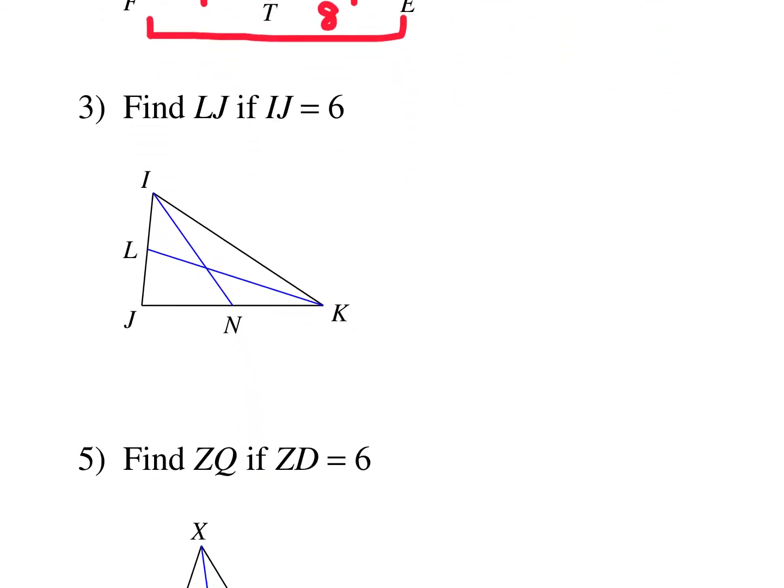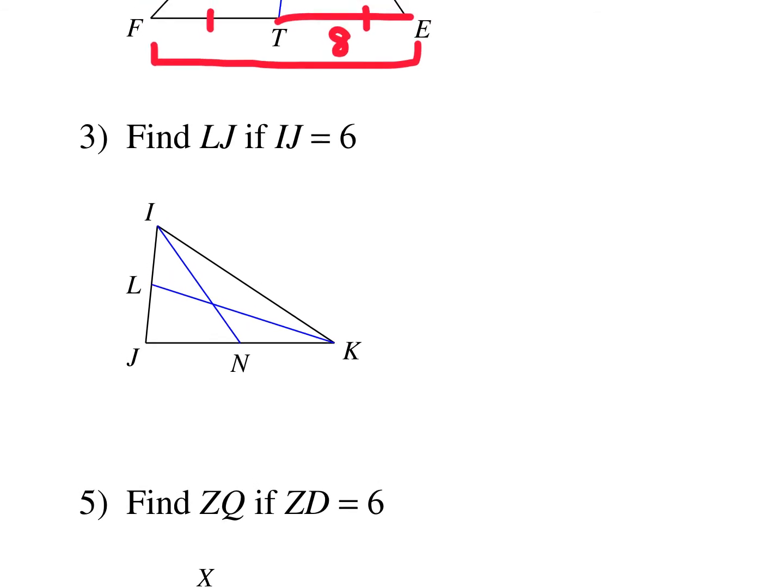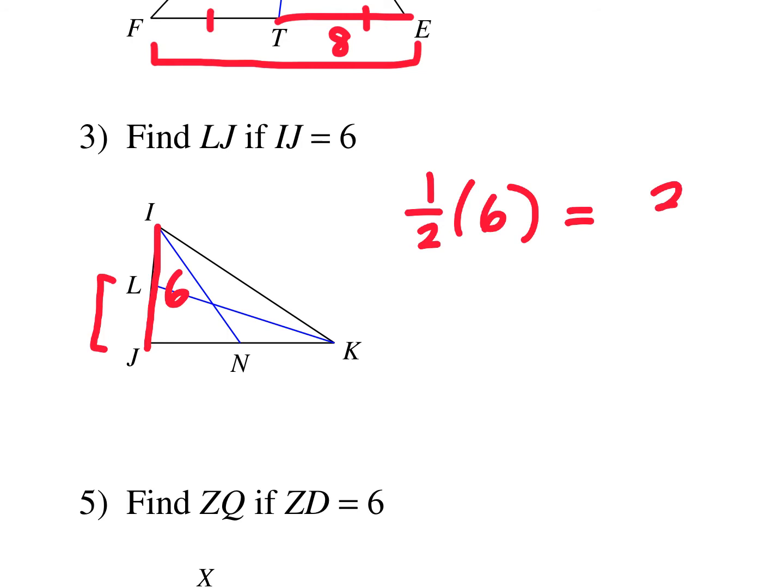Okay, problem number 3. Find LJ if IJ is 6. So this time they gave us the whole thing, and they tell us that that's 6. But they want us to find LJ. They only want us to find half of that. So I'm going to multiply what is 1/2 of 6. And if you put that in the calculator, that should get you 3.